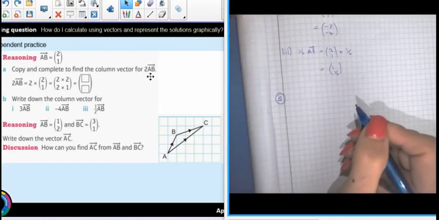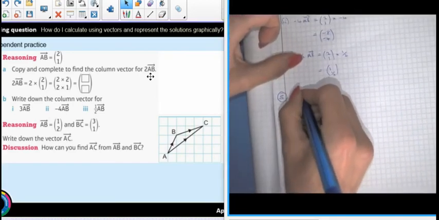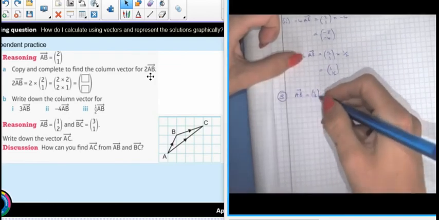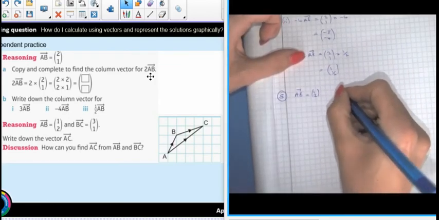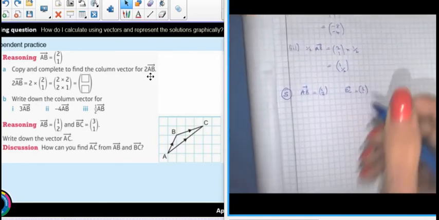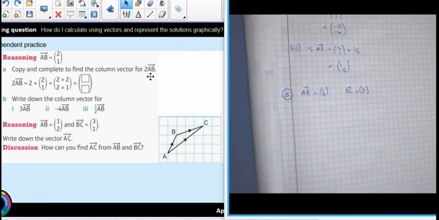Question 5. If AB equals (1, 2), and BC equals (3, 1), write down the vector AC. Probably the best thing to do here is draw it. That's already been done for us. AB is 1 across and 2 up. BC is 3 across and 1 up. What's the vector AC? We can tell from the diagram. 1, 2, 3, 4 to the right, and 1, 2, 3 up.